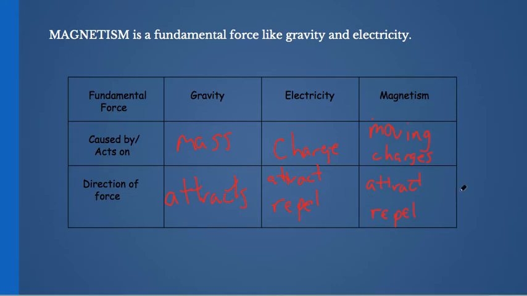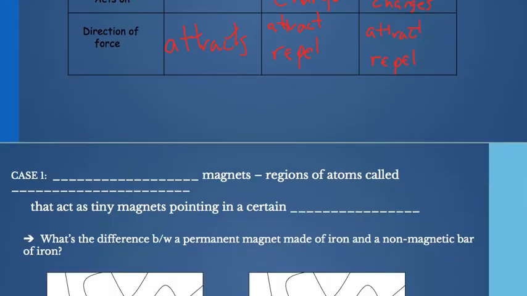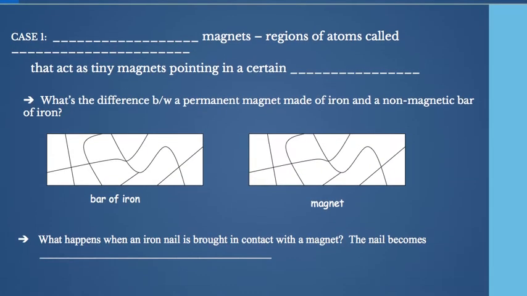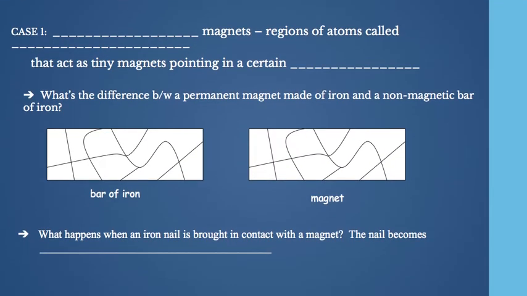In a permanent magnet, it's much less obvious what's going on because there is generally no current flowing in a permanent magnet. So we want to be able to differentiate between that and a regular piece of iron or any other metal. So let's talk about case one, permanent magnets. Something we're all familiar with, but would have a very difficult time explaining how they work.